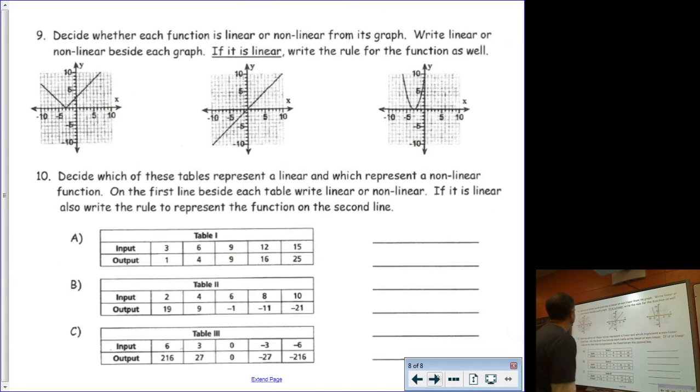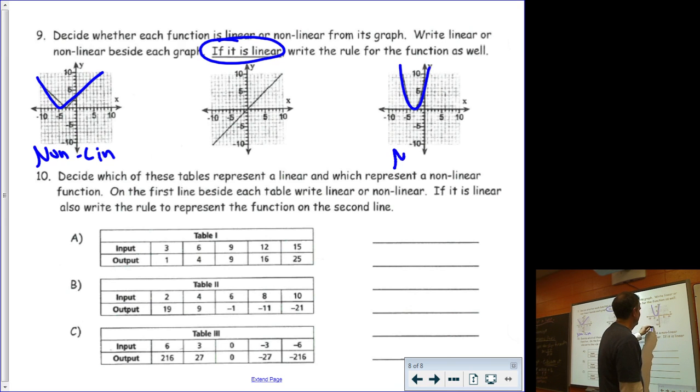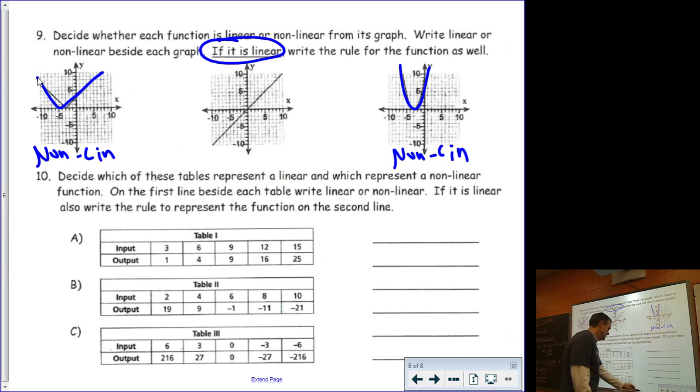And that brings me to the last one. Again, I have graphs. I hope these graphs are easy for you. This one does not make a straight line, right? Linear or nonlinear? Ooh, if it is linear, I got to write the rule. Okay, well, this one is nonlinear. And this one is nonlinear. But the middle one is linear.